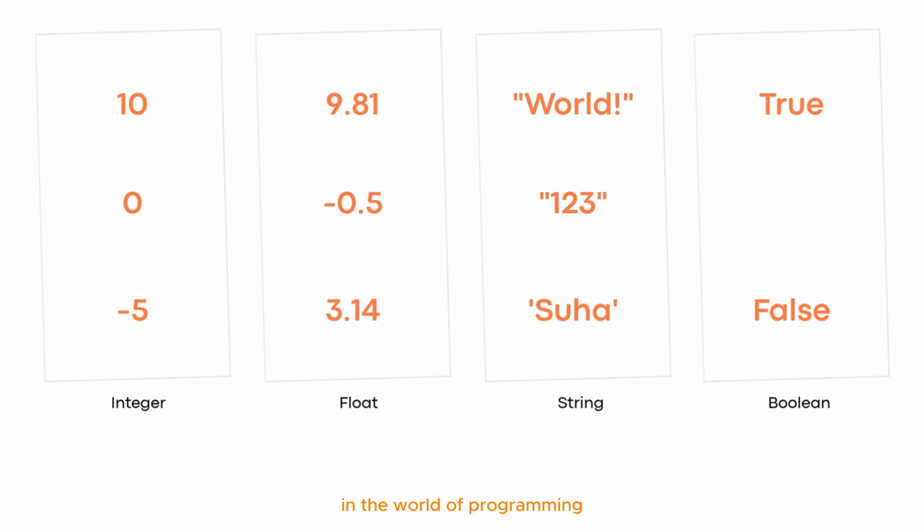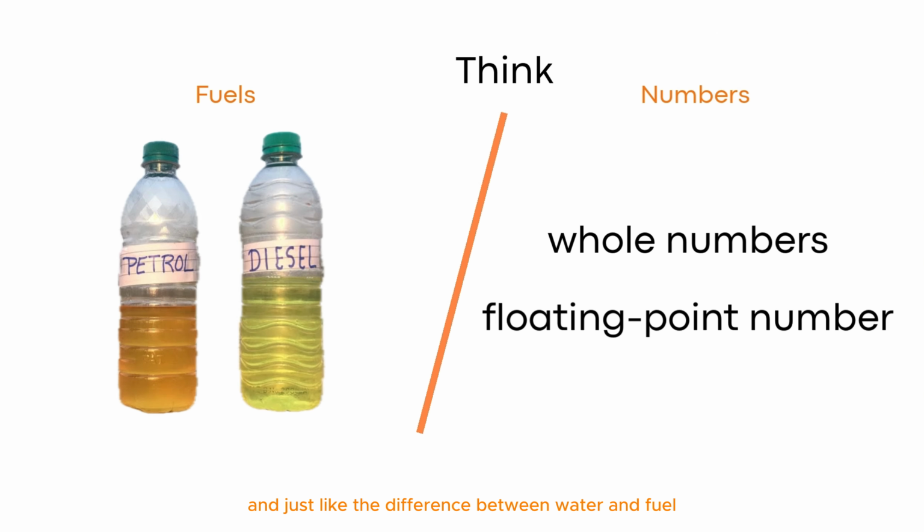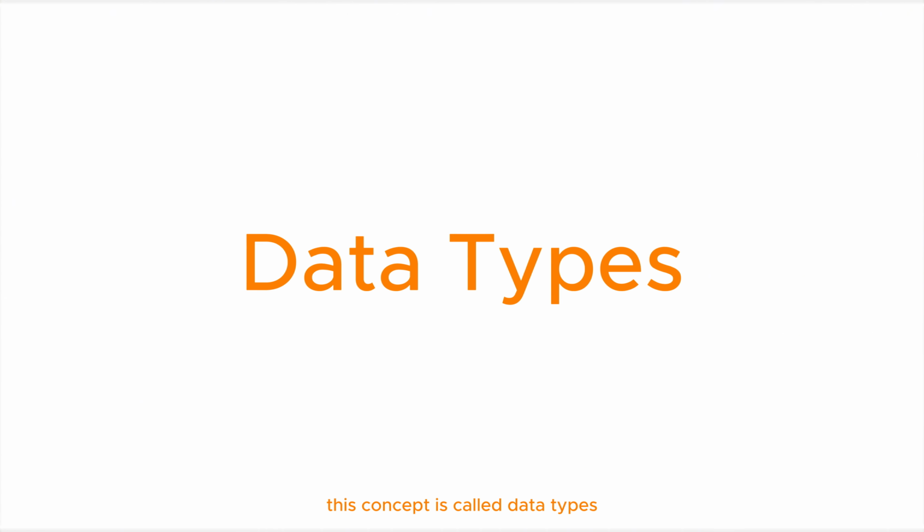In the world of programming, we have the same concept. We deal with different kinds of data, and Python needs to know what type of data it is, so it knows how to handle it correctly. The most fundamental data types are numbers and text. And just like the difference between water and fuel, even within the number category, we have different types that we need to handle differently. Whole numbers and numbers with decimal points. This concept is called data types.